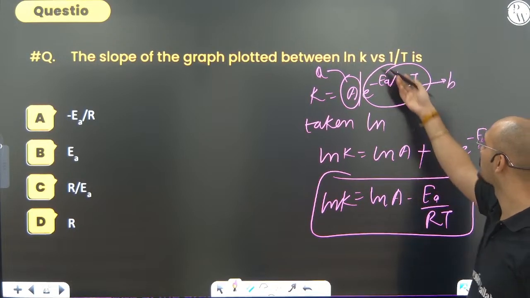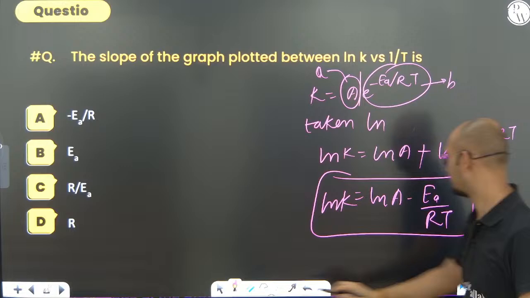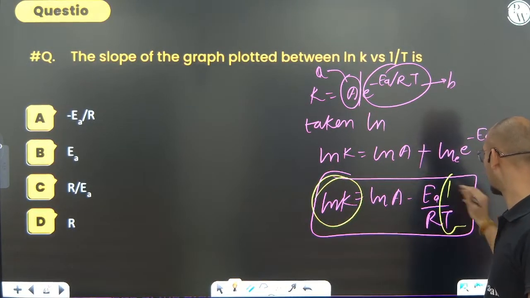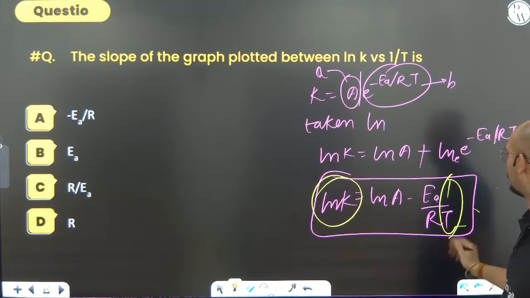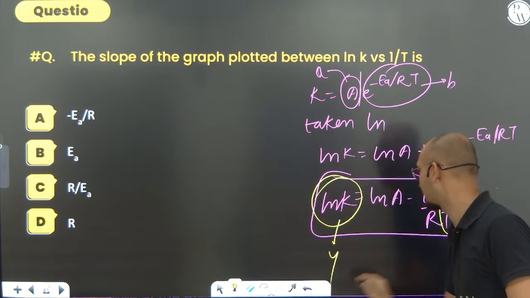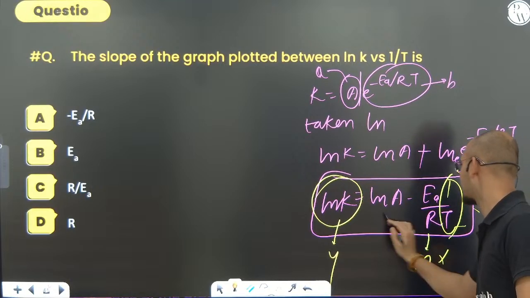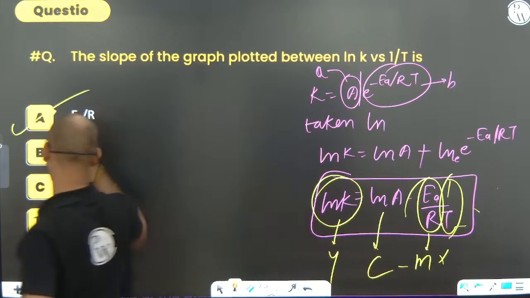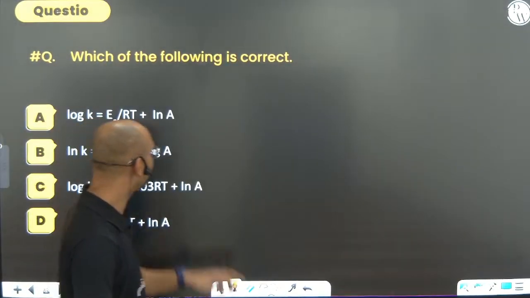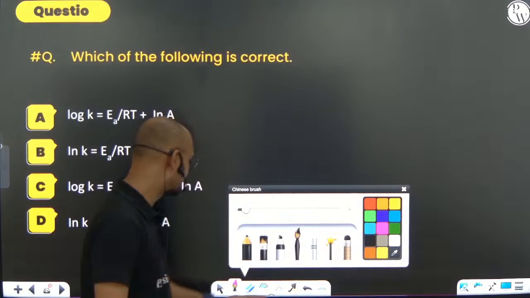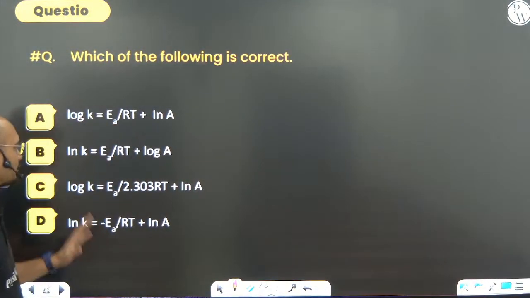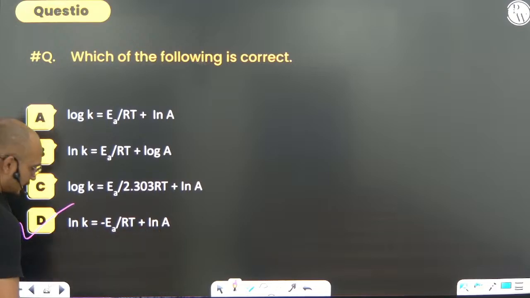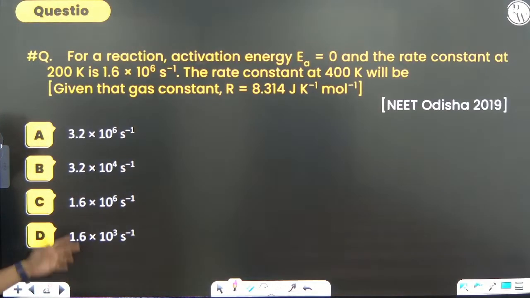What is it asking for? ln K versus 1 by T. What is the slope? It looks like y equals mx plus c, so what is m? The value of m is minus EA by R. Option A is the correct option. Next, which of the following is correct? ln K equals minus EA by RT plus ln A. Not a big deal. Easy one, right?